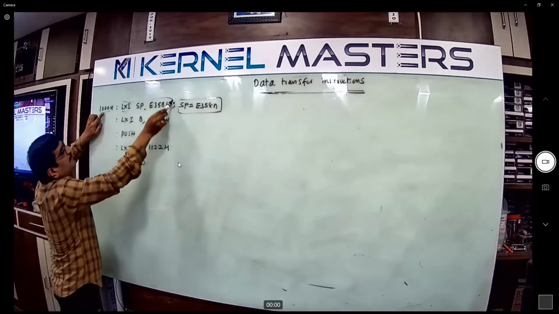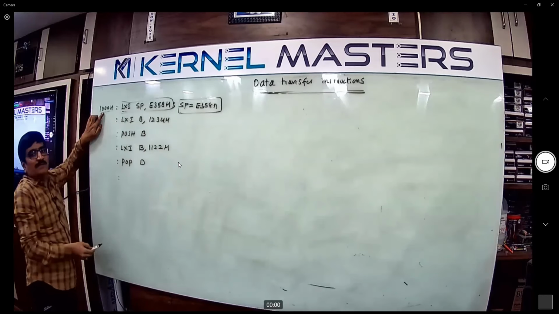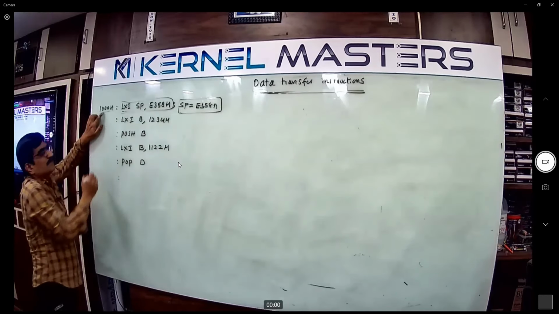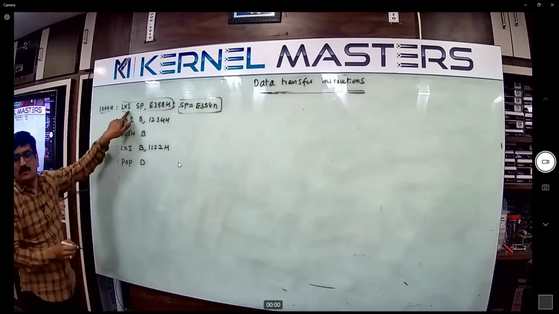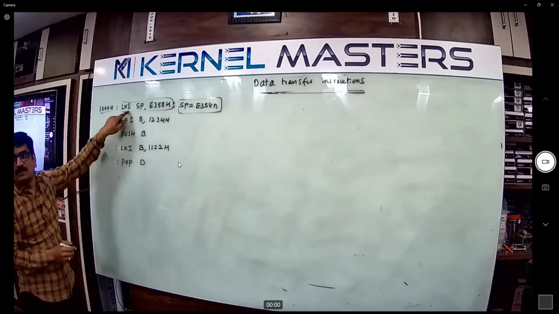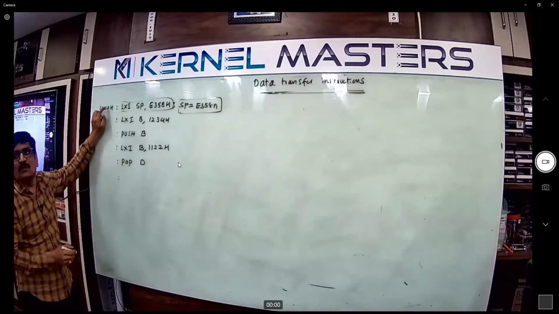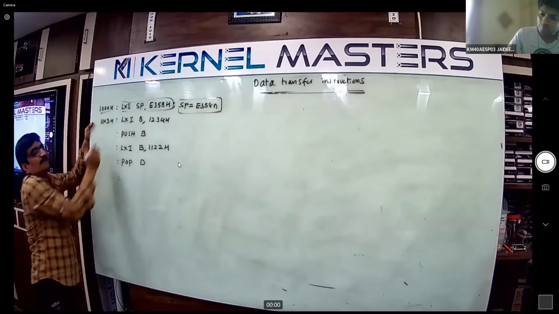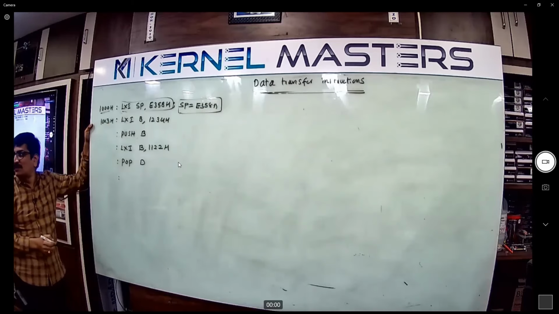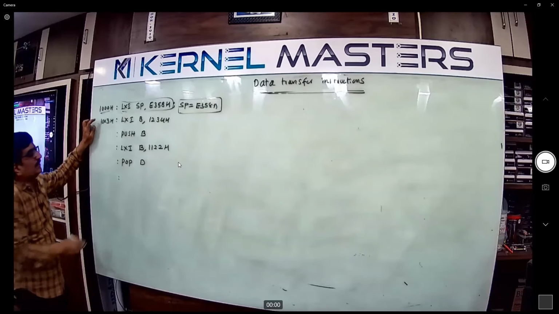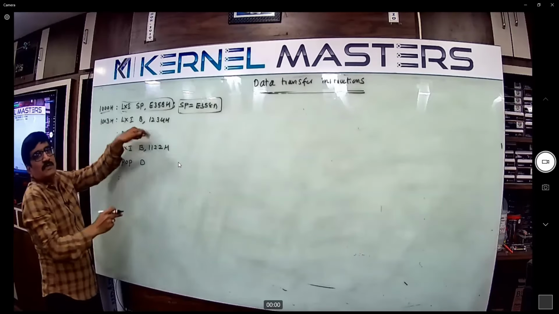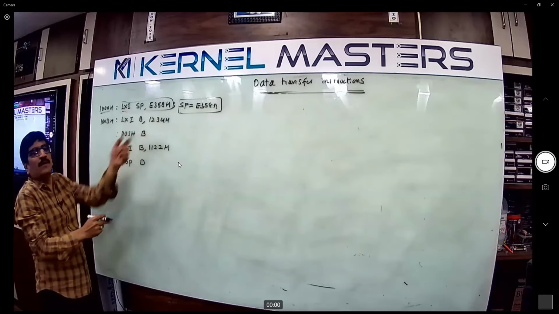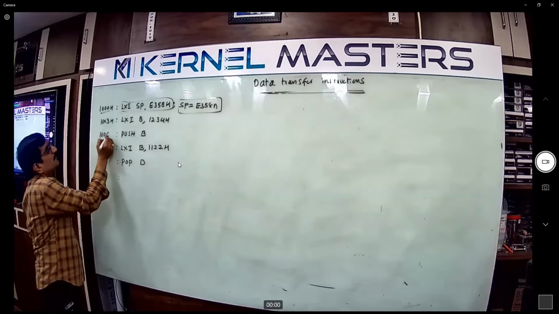What is the instruction size now? LXI is 3 bytes. So 1000, 1001, 1002. The next instruction starts at 1003. Yes or no? 1003, 1004, 1005. The next one starts at 1006.